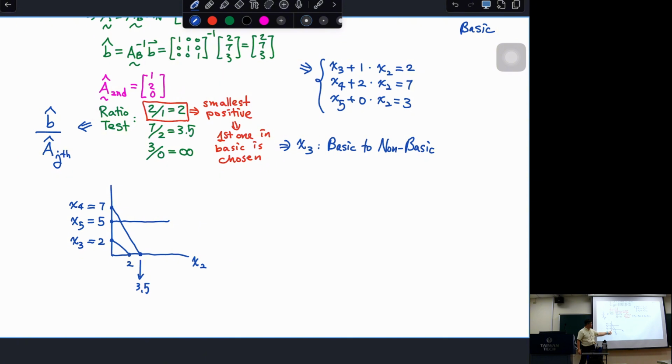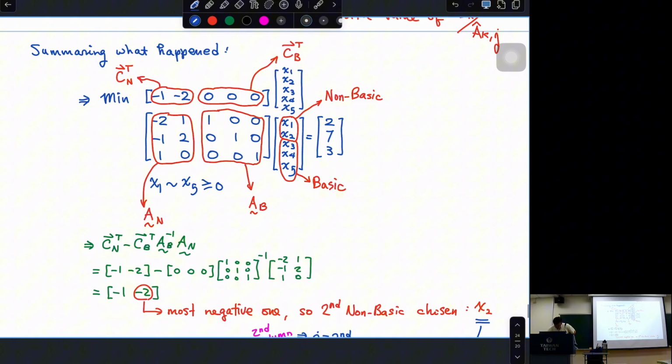So if I increase x2 from 0 to 2, x3 already dropped from 2 to 0. I cannot increase x2 anymore because x3 will become negative. So that's why in the next iteration, x2 will become non-zero, but x3 becomes 0. So their roles swapped. Okay, so that's the idea. So if I swap their roles, you can then draw this picture.